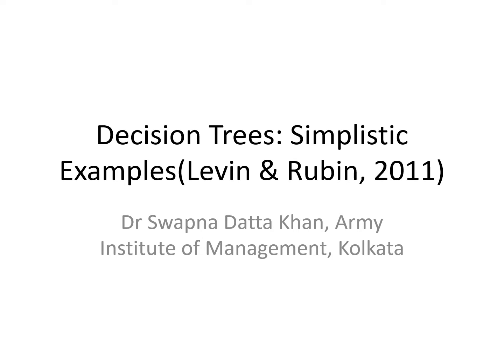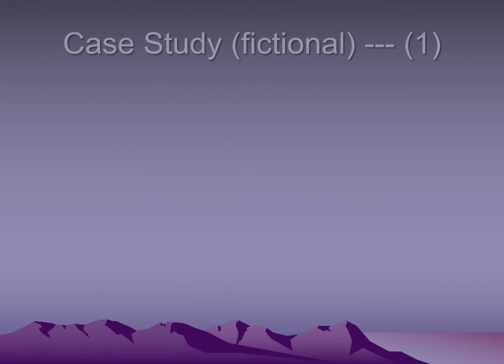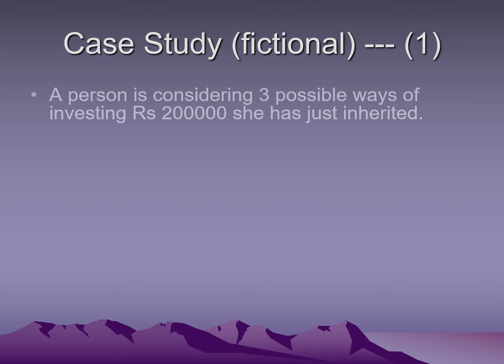Now we will speak about decision trees, very simplistic examples on how to use decision trees to come to an appropriate decision given certain choices with certain probabilities. Now this is a fictional case study, caselet rather.